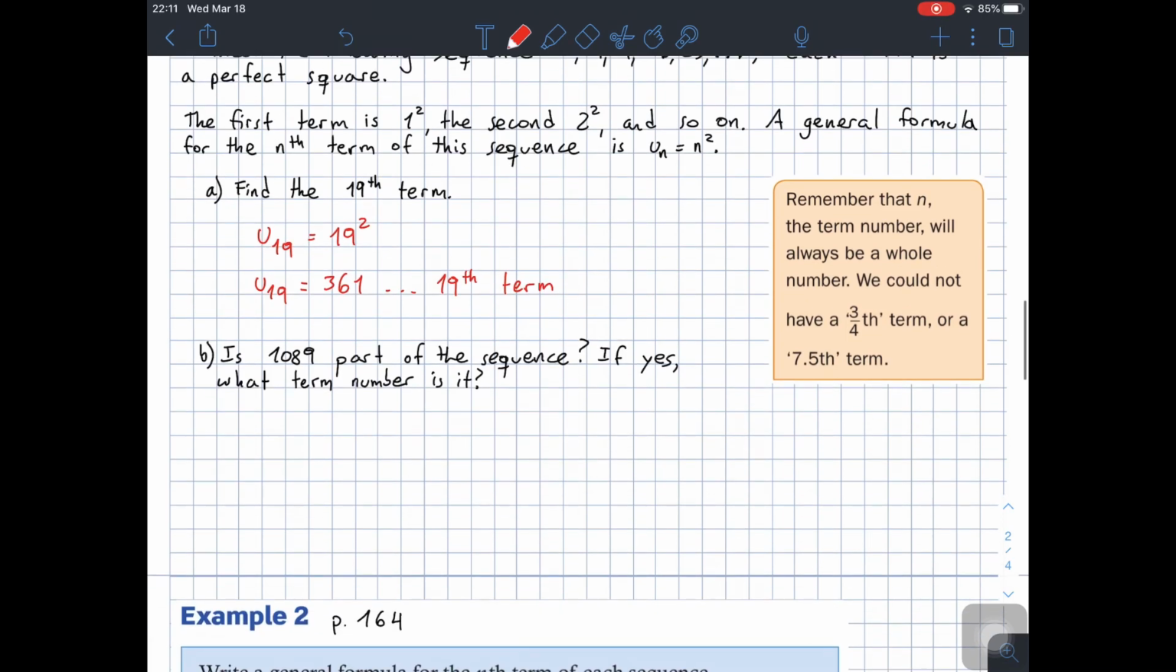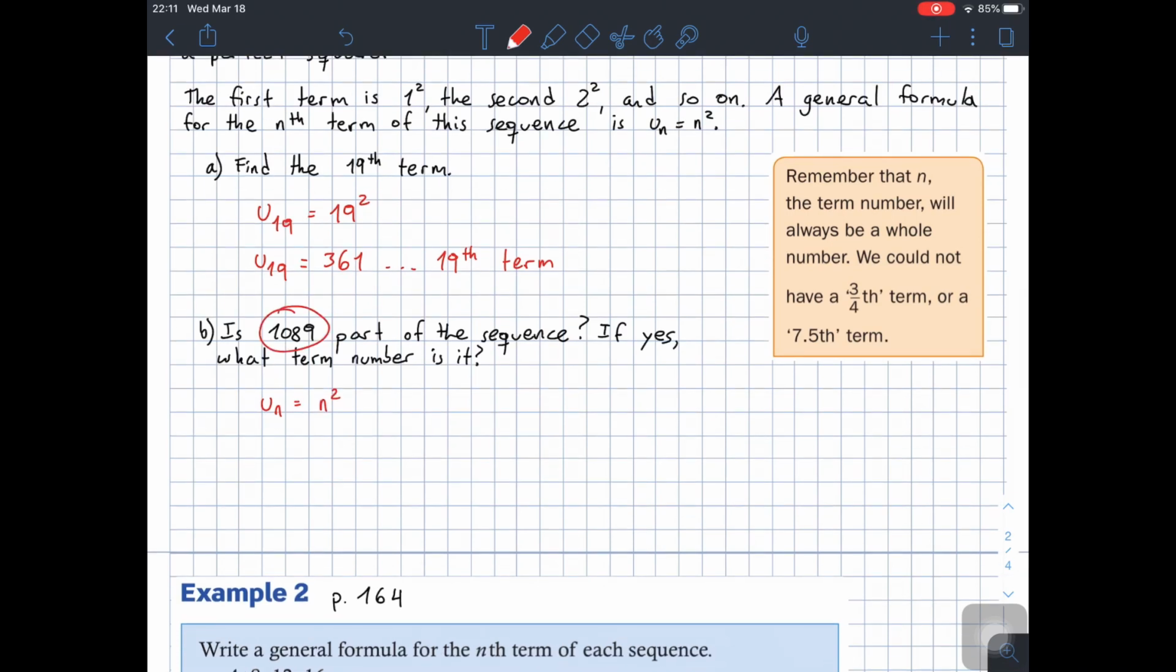Okay, and then for part B, it says, is 1089 part of the sequence? If yes, what term number is it? So we want to know if this number is part of the sequence. We know that the nth term of this particular sequence is n squared. So if we want to see if this is part of the sequence, this would be our un, right? So we're going to write 1089 equals n squared. We don't know its position.